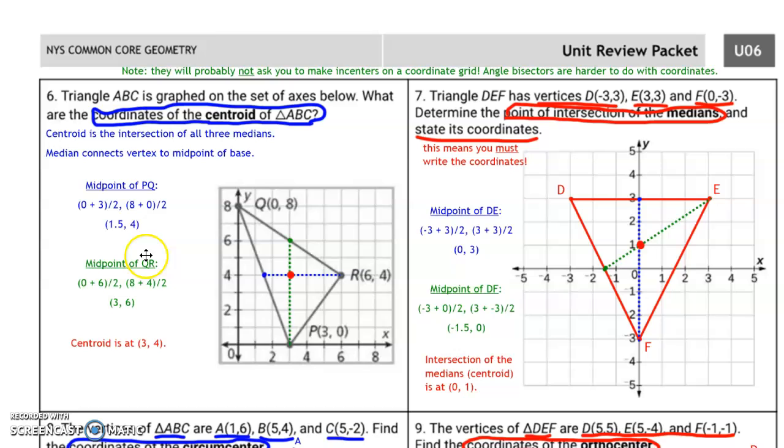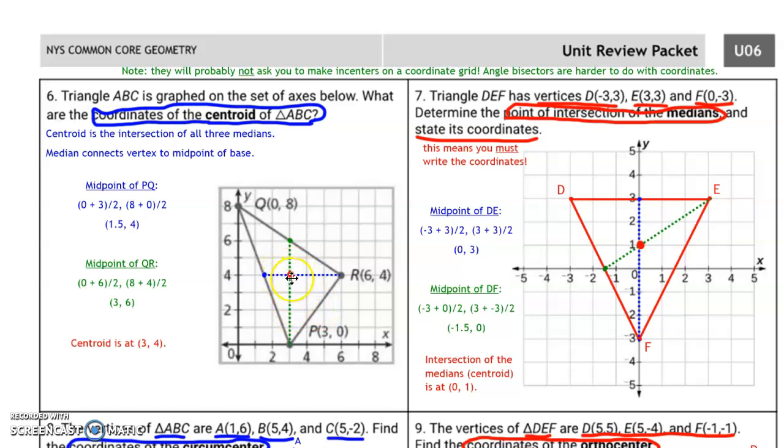Finding the midpoint of QR is very similar. That would be 0 plus 6, x1 plus x2 divided by 2, and then y1 plus y2 divided by 2. It's at 3 comma 6. That is here. Once I draw these two medians, which is midpoint to vertex, midpoint to vertex, I find an intersection point. Now, as a quick reminder, you know that if you were to draw the third median from Q to side RP, that would also pass through this centroid.